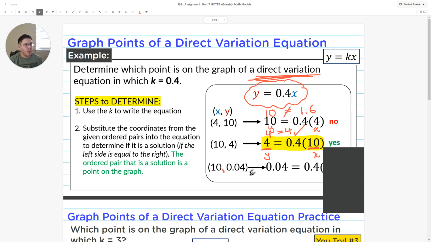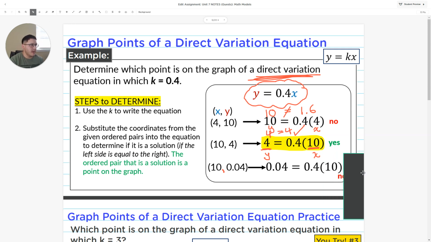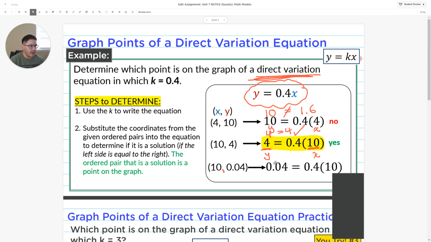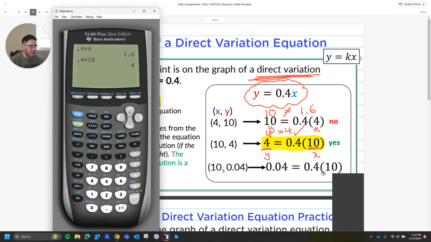So 10 comma 0.04. Type those in. 0.04 is on the y. 10 is on the x. The 0.04, we're good. We don't have to do anything to it. But the right side, we're going to multiply and see if it equals the left side.